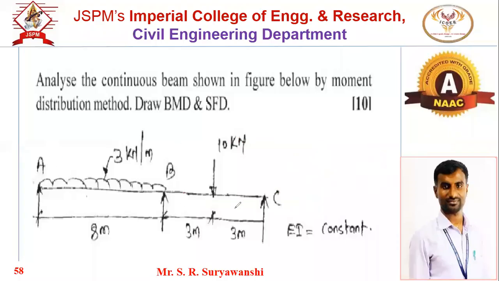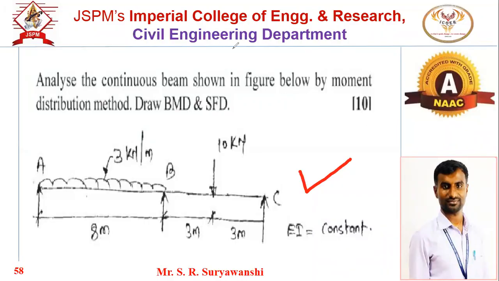Now for this particular beam ABC: analyze the continuous beam shown in the figure by moment distribution method. Draw BMD and SFD, 10 marks. This was the numerical asked in one of the INSEM examinations. Now tell me, what type of adjustment do we have to do here, and where? At which point do we have to perform the adjustment for this beam? Sir, at point B.